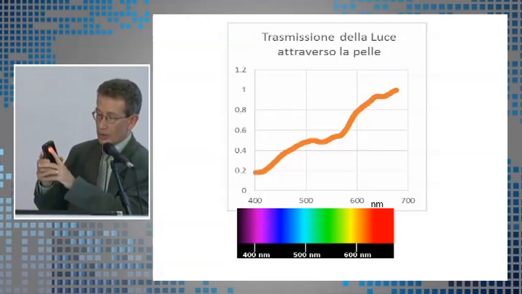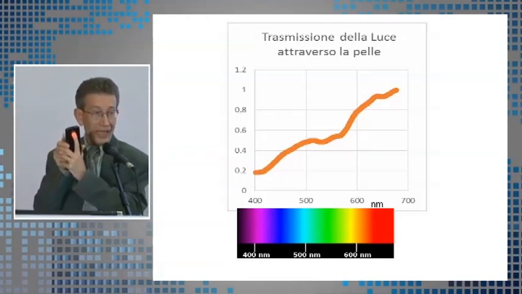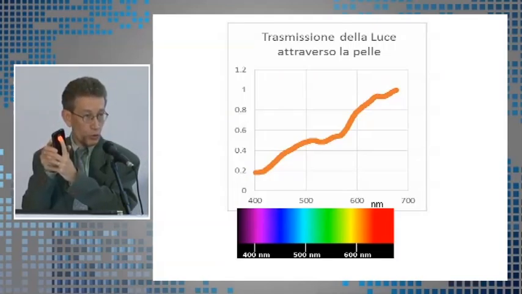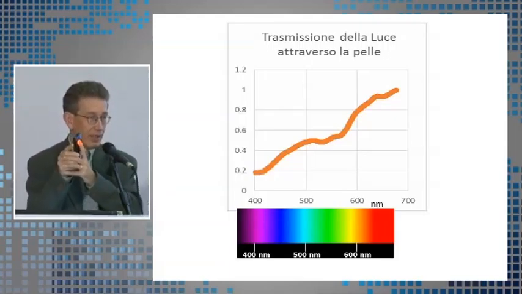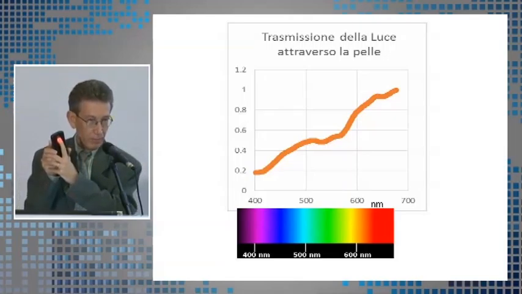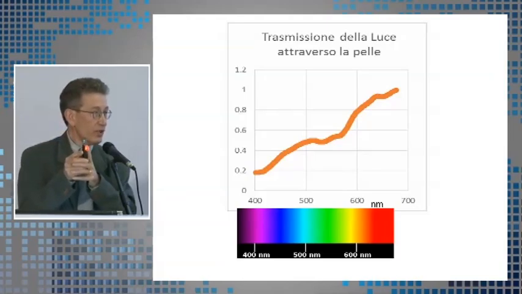So what happens is that if I put the fingers on it, the color is red. The color is red because the photons that pass are the ones in the red. Because there is an optical window, as they say, in the red, where diagnostic tests are done, because we can do this with the light.